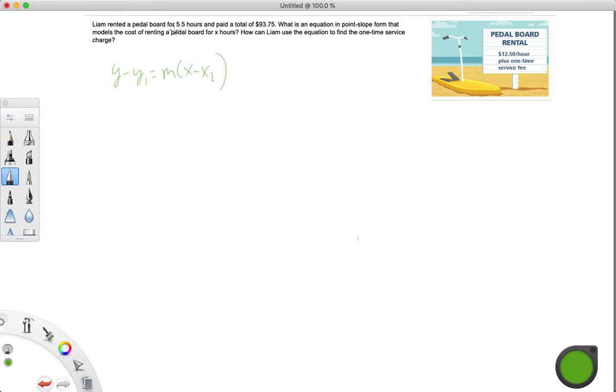So the information we have is, okay, we have a data point. We're going to leave y as y, and we're going to subtract the amount that it costs, so that's $93.75, and that's going to equal the slope, which we know from the problem to be $12.50 an hour. Okay, so we'll plug that back in: x minus, and then 5.5 hours.